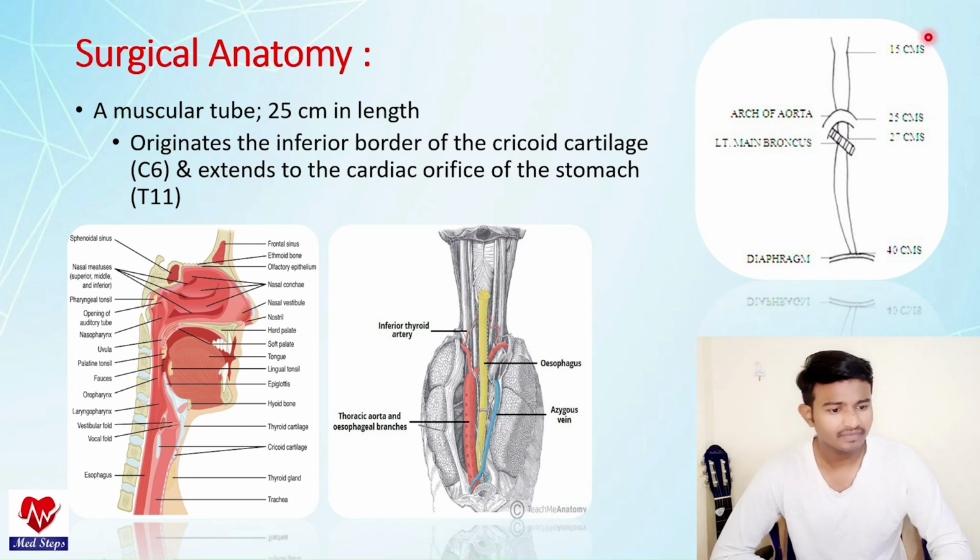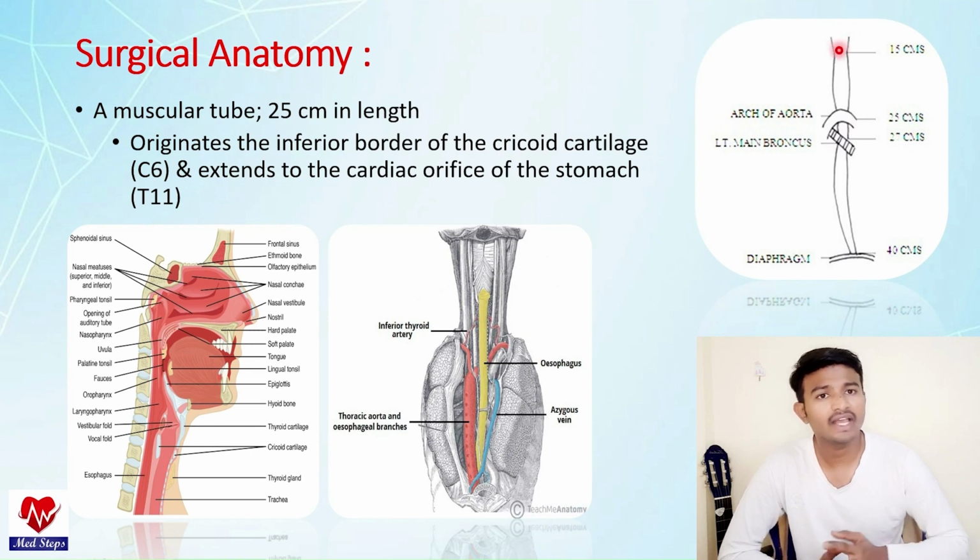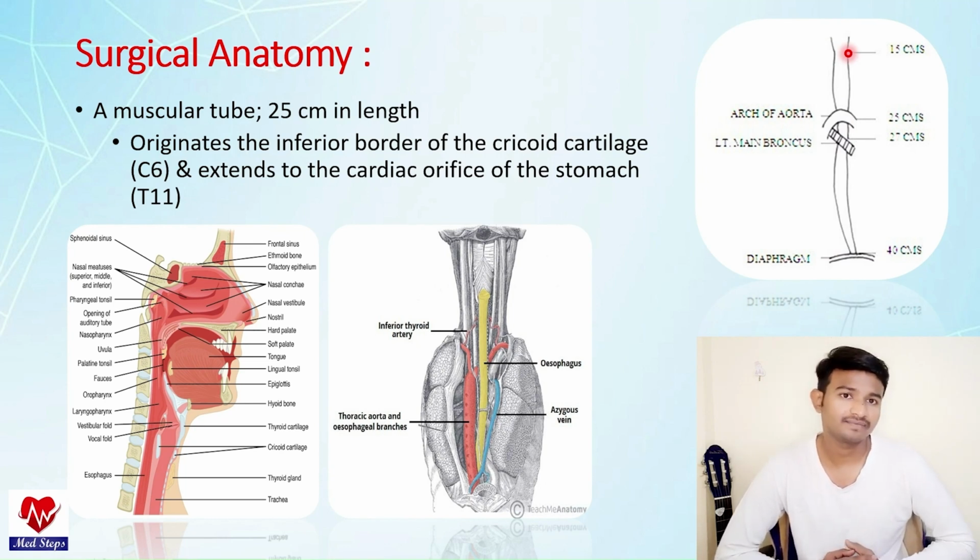If you see this image, at 15 centimeters you will get the upper esophageal sphincter in this area. The esophagus has two types of sphincters: the upper esophageal sphincter and the lower esophageal sphincter. This upper esophageal sphincter is under voluntary control and is made of striated muscle. It is present at the cricopharyngeus area.